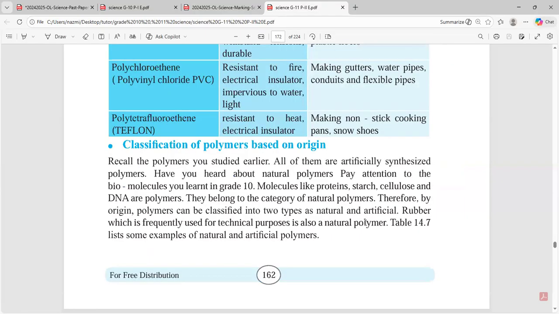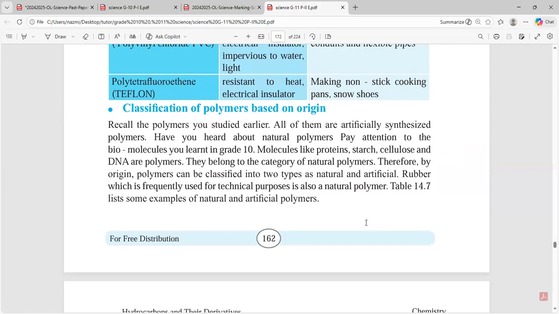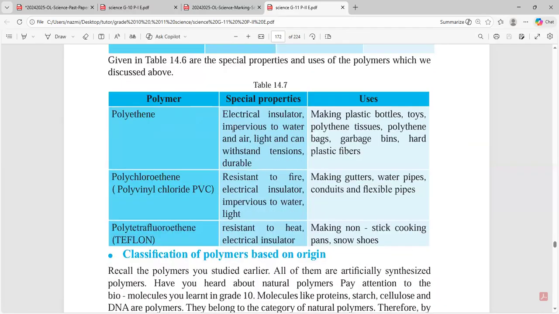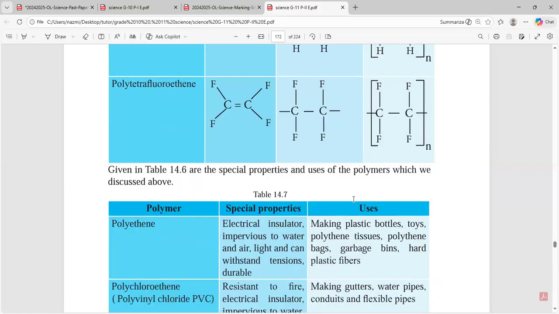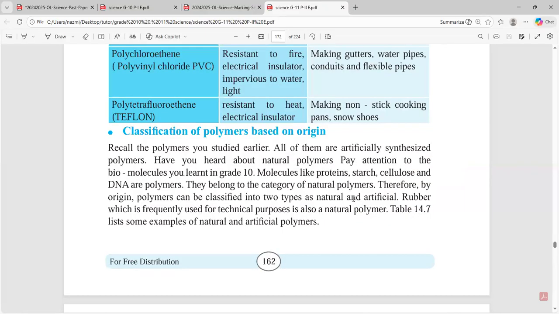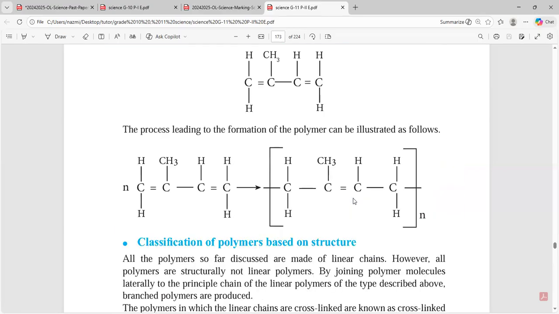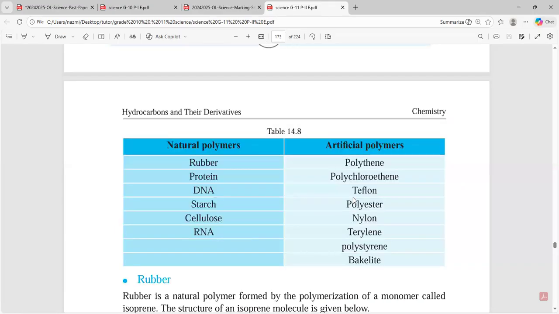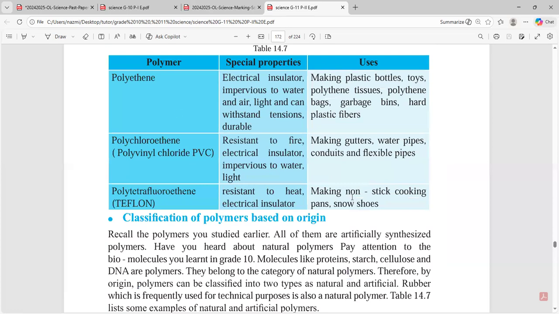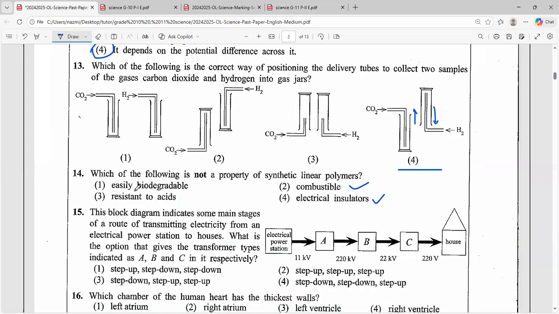So the properties are on page number 162 of Grade 11 Part 2. They can be electrical insulators, resistant to fire, resistant to heat. They don't tell about a biodegradable thing, no? Some can resist acids also. So we have to go for biodegradable. First one.